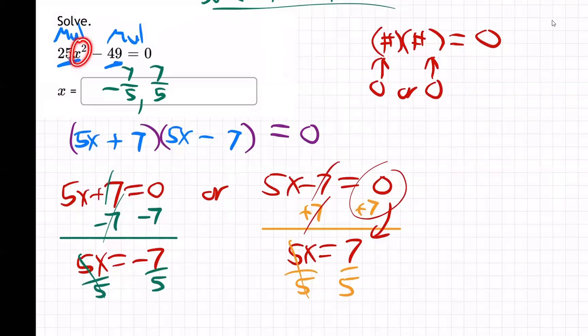Meaning, if you plugged in for x, either positive 7/5 or negative 7/5, and squared it and times 25 and subtracted 49, it would come out 0 for either one of those. Those are the 2 answers that balance the equation, that make the equation true. So what did we do? We factor with the 2 parentheses, multiply, multiply, and then we set each one equal to 0 and solve. So there we go.